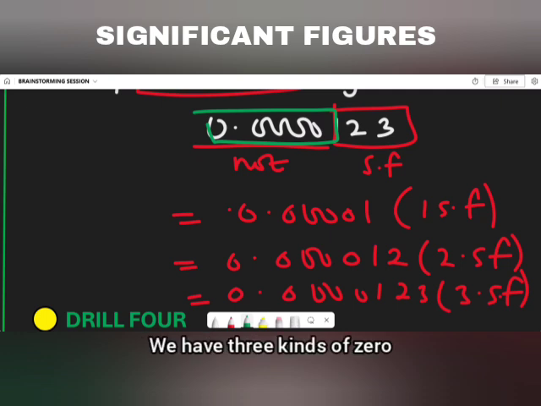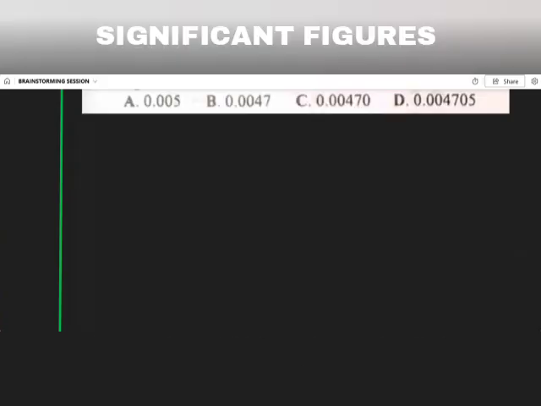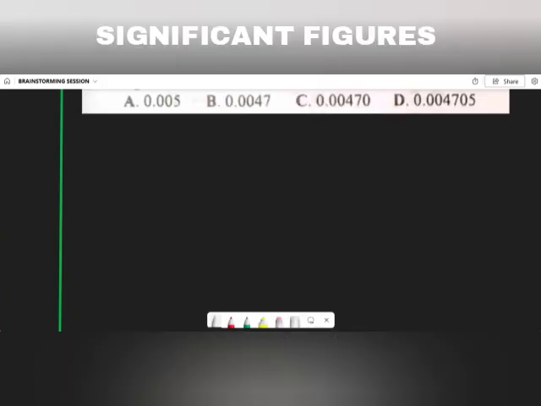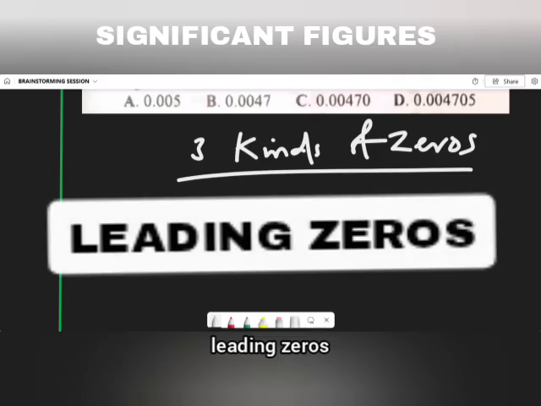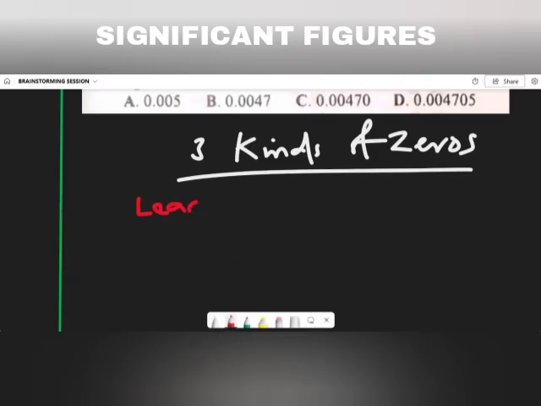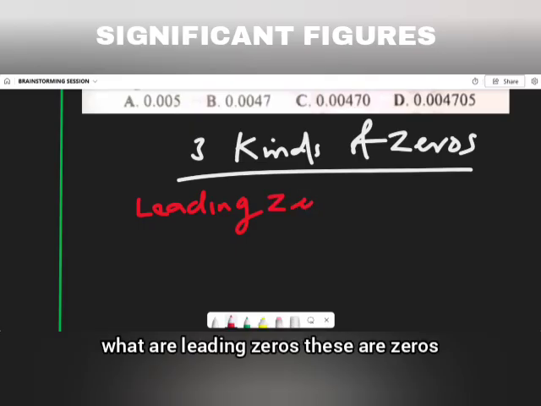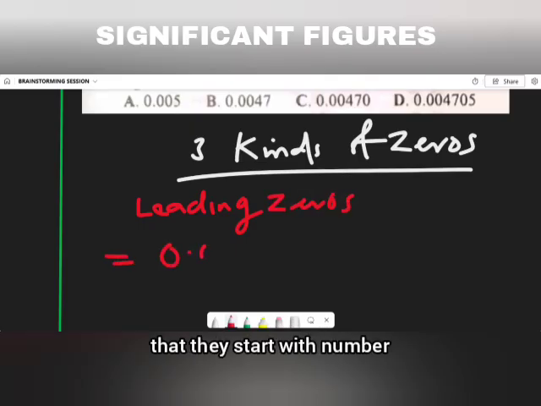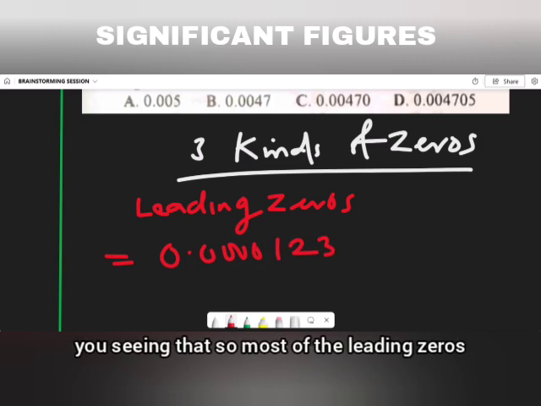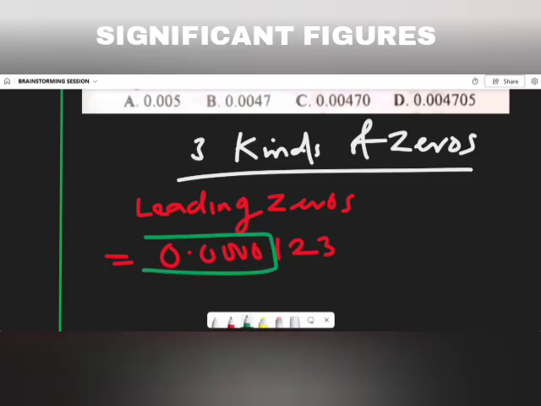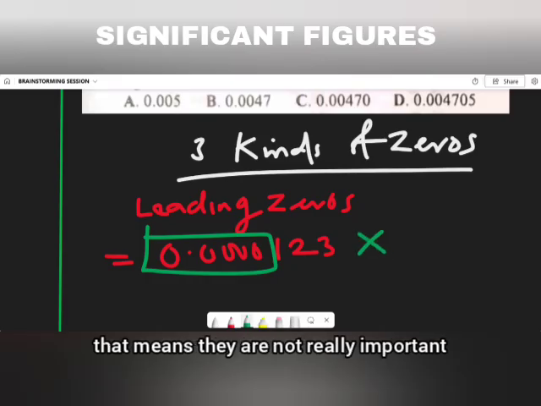In numbers, there are 3 kinds of zeros. The first kind of zero is called the leading zeros. What are leading zeros? These are zeros found at the start of numbers that start with 0. Most of the leading zeros are always referred to as not important, or unimportant.